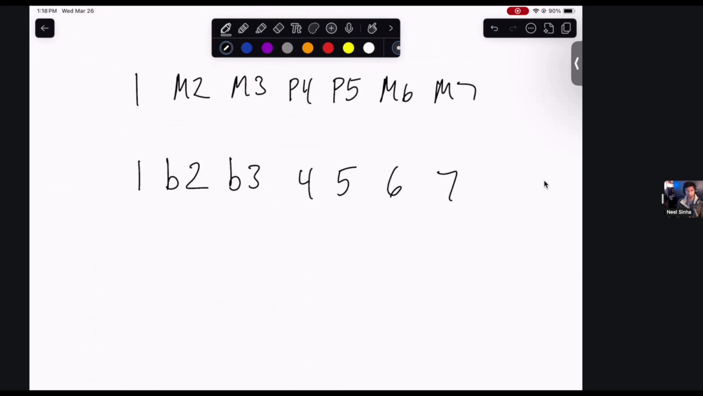minor 3, flat 3. 4 and 5 can't be minor. They're always perfect. There's a sharp 4. So if there was a sharp 4, I would do that. But sharp 4 is also known as flat 5. I would do that. But those can't be minor or major. So then we have minor 6 versus major 6. If it's minor, flat 6. If it's minor 7, flat 7. Does that make sense?